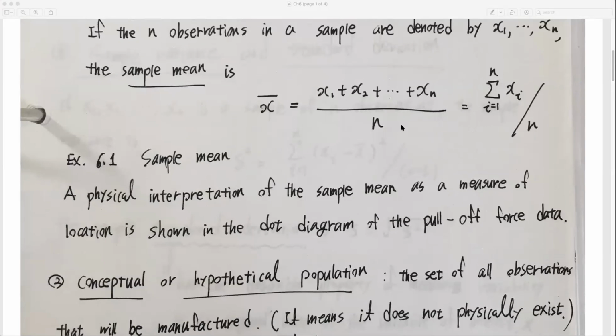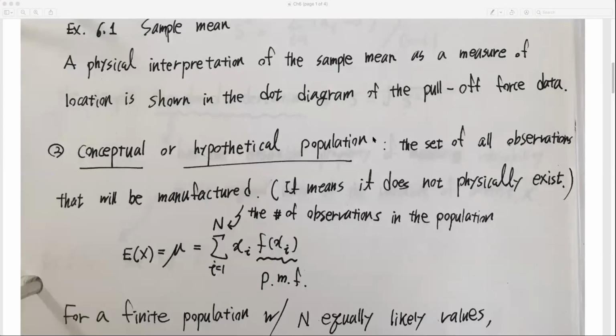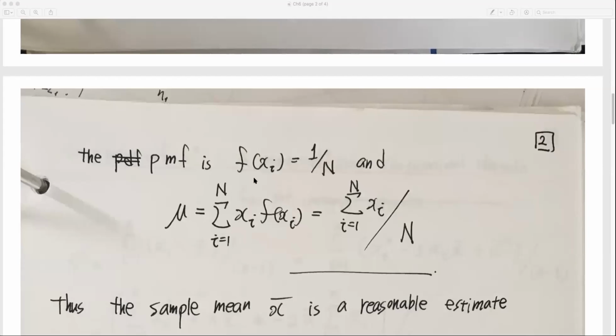So here, where's the PMF? Actually, the PMF is 1 over n. We assume that each observation will occur equally likely. So that means 1 over n is going to be what? The probability of each possible value of the random variable. Observations, I mean. You see? So for a finite population with n equally likely values, the PMF is going to be 1 over n.